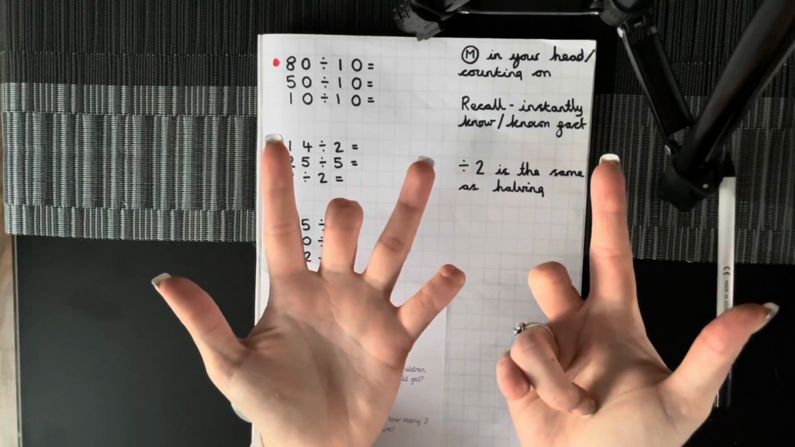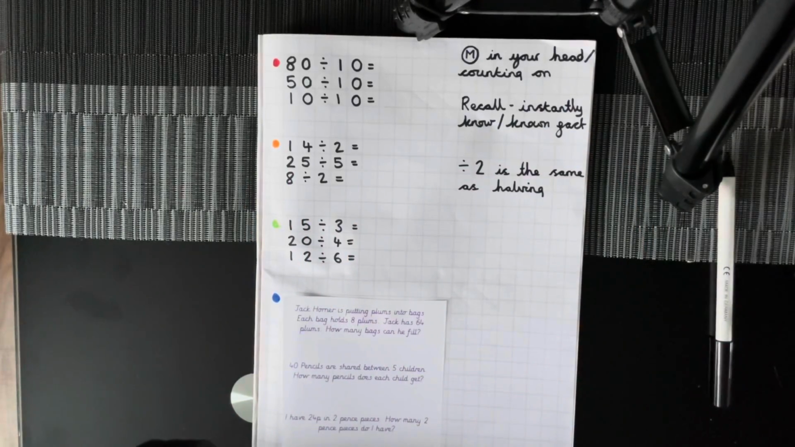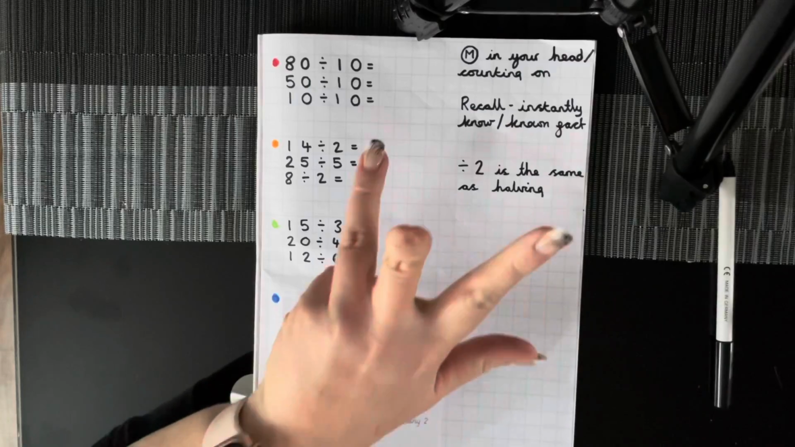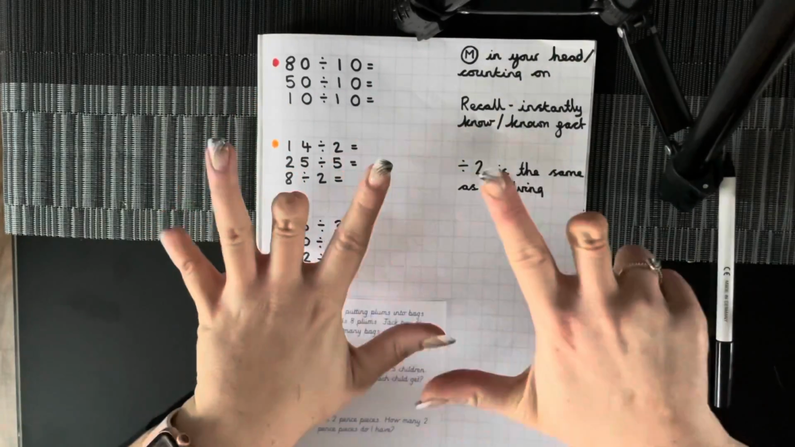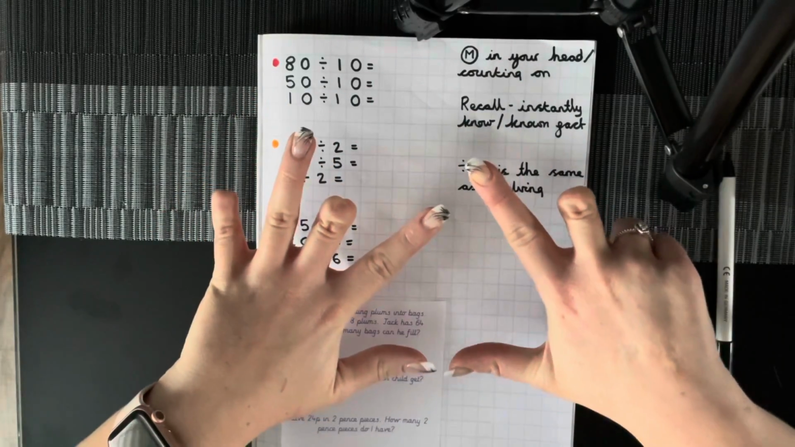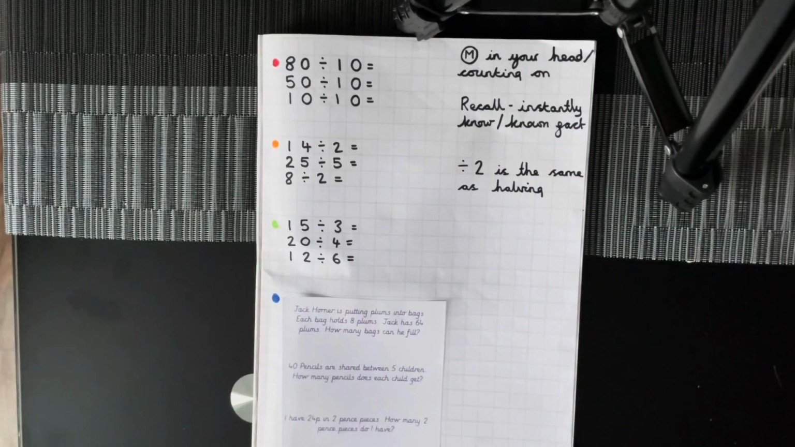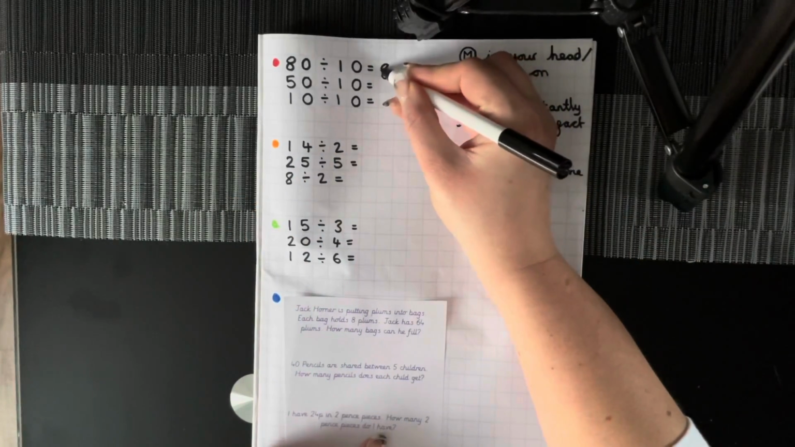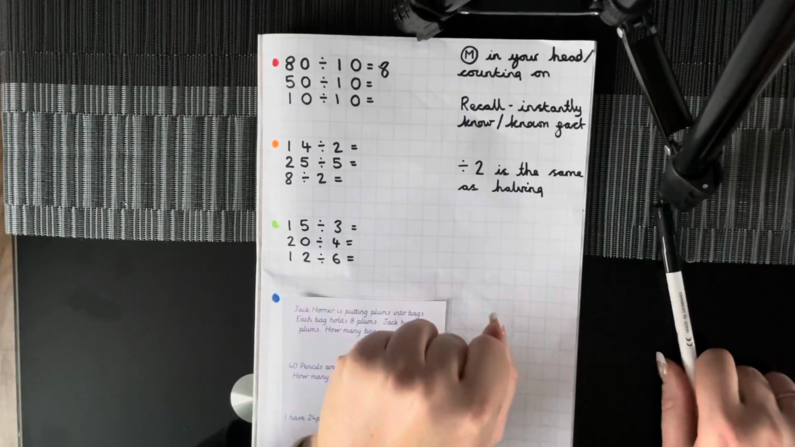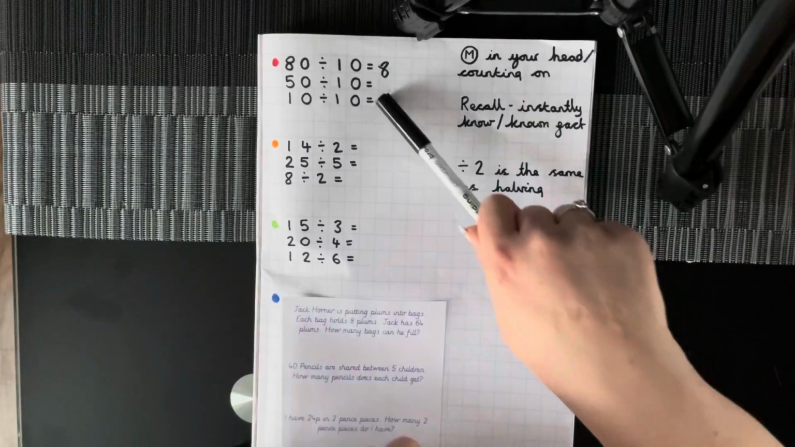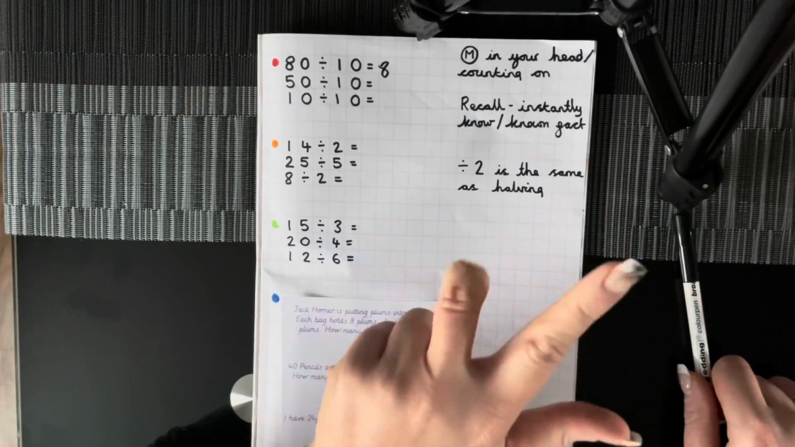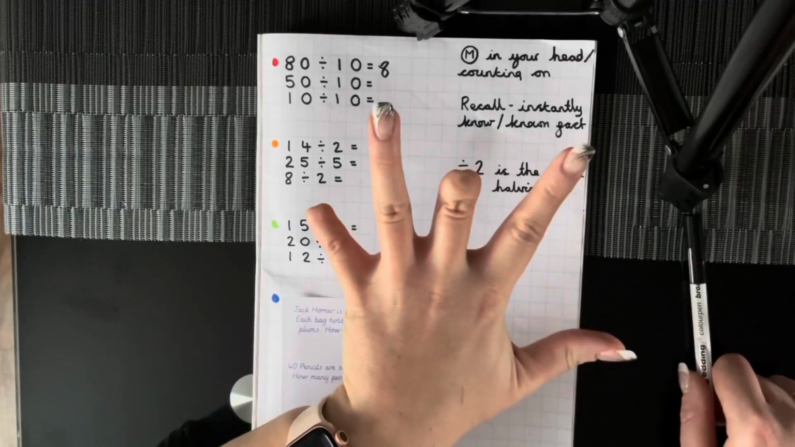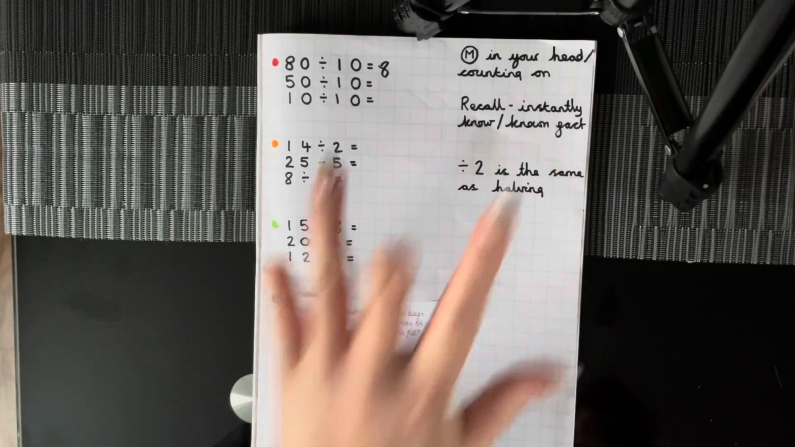So lots of people think, 80, that's my answer, that's what I got to. But actually when we divide, the answer is the number of fingers you have up. So 10, 20, 30, 40, 50, 60, 70, 80. Miss Vaughan has 8 fingers showing, so the answer is actually 8. And then 50 divided by 10, counting in tens, 10, 20, 30, 40, 50. Miss Vaughan's answer is 5.